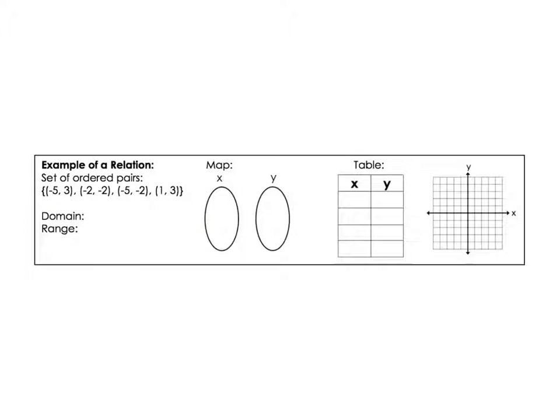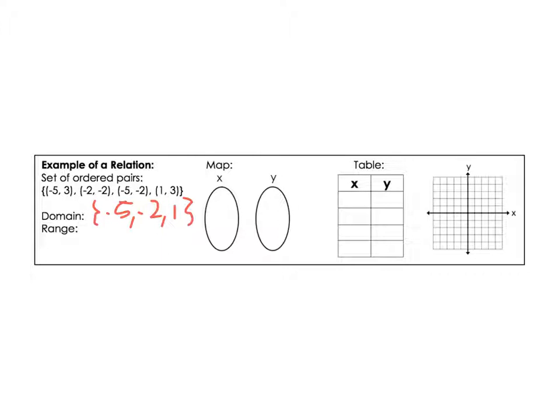Okay, so we're going to take this relation right here from the ordered pairs and find the domain and range, and put it into a map, a table, and a graph. So for the domain, we always do the curly brackets. And then we go in order from least to greatest. We only list each value once. So the lowest one is -5. We're only going to list it once. And then after that, we have a -2 and a +1.